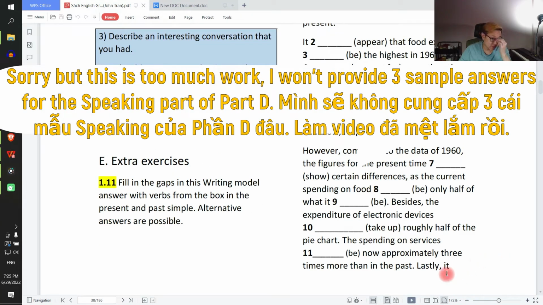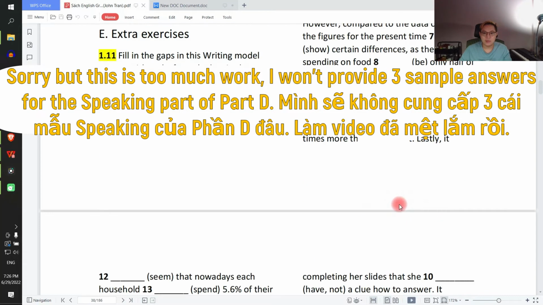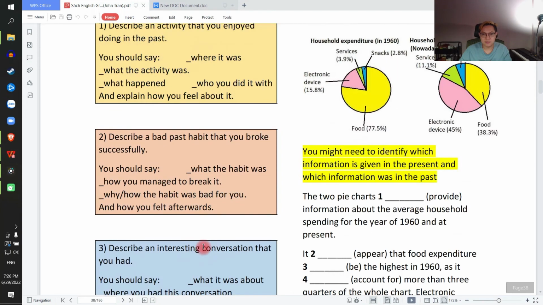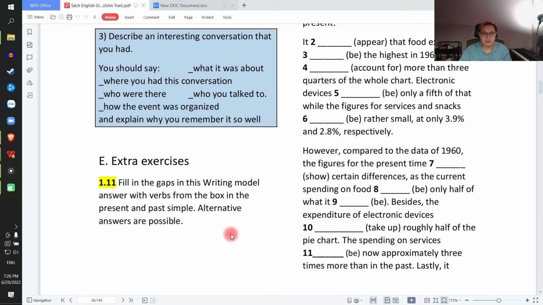Alright, so let's come to extra exercises. So in number 11, so 1.11, you have to fill in the gaps in this writing model answer with verbs from the box in the present and past simple. And of course, when you have like 15 different places to fill in, well, alternative answers are possible.